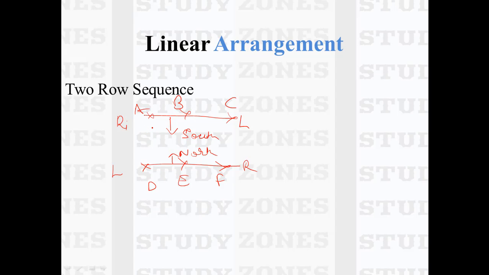Now the question will have statements like A is sitting diagonally opposite to F. Then you can see that A is sitting diagonally opposite to F. B is sitting opposite to B, like this.